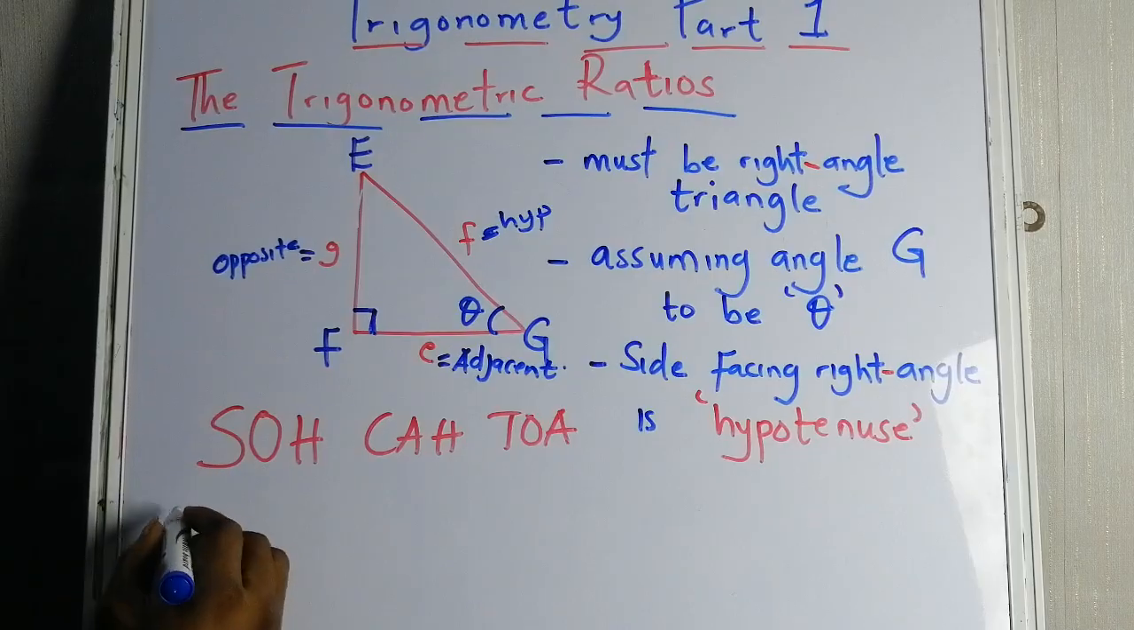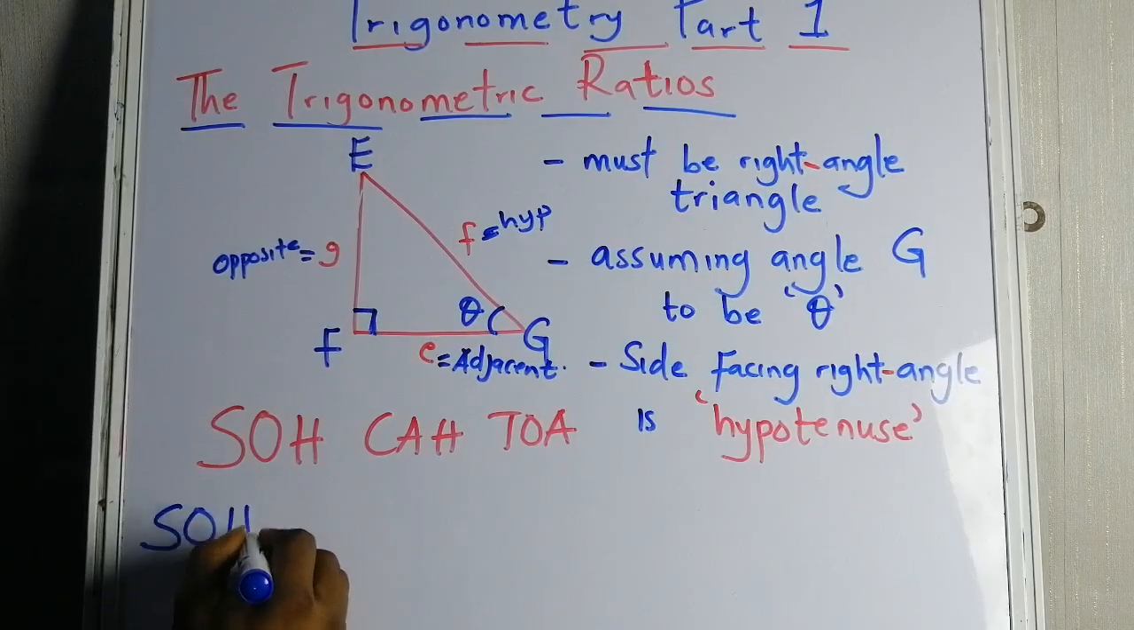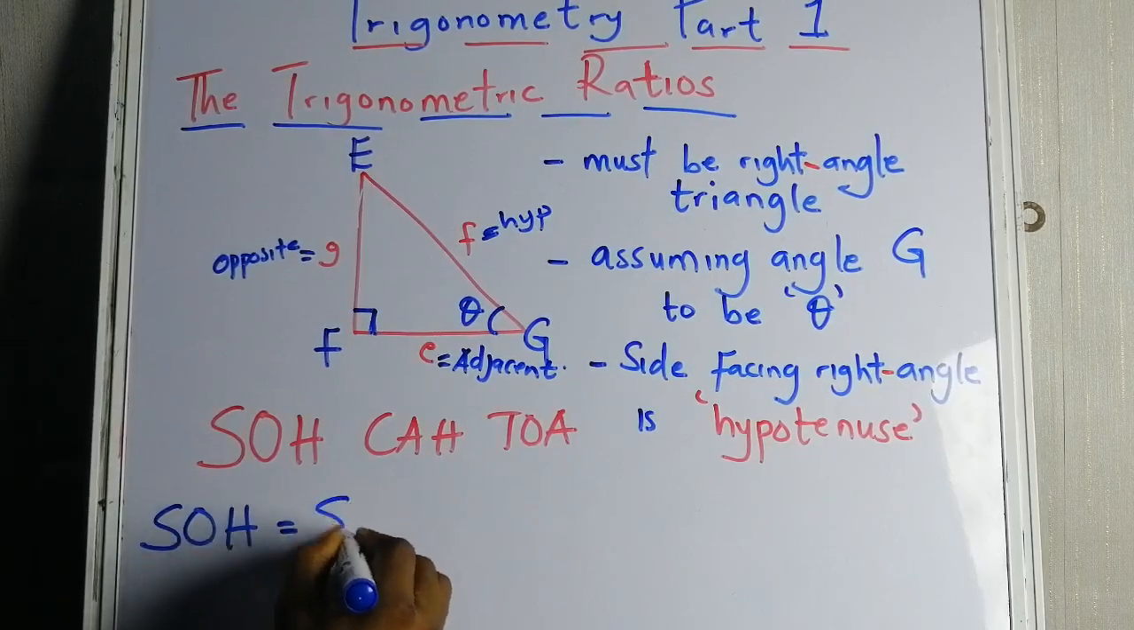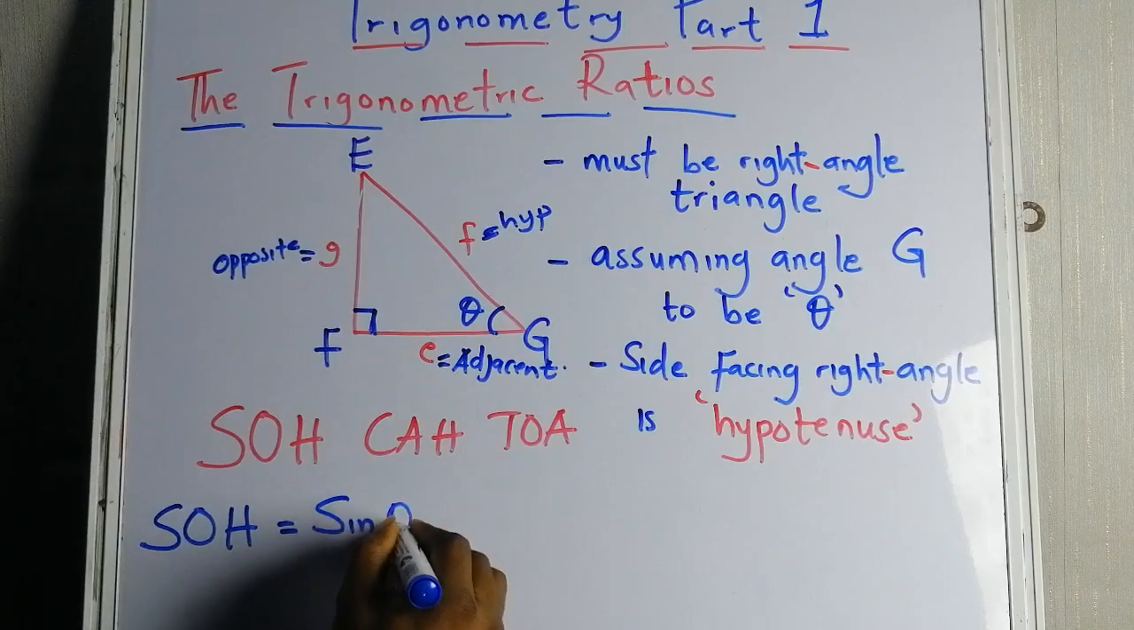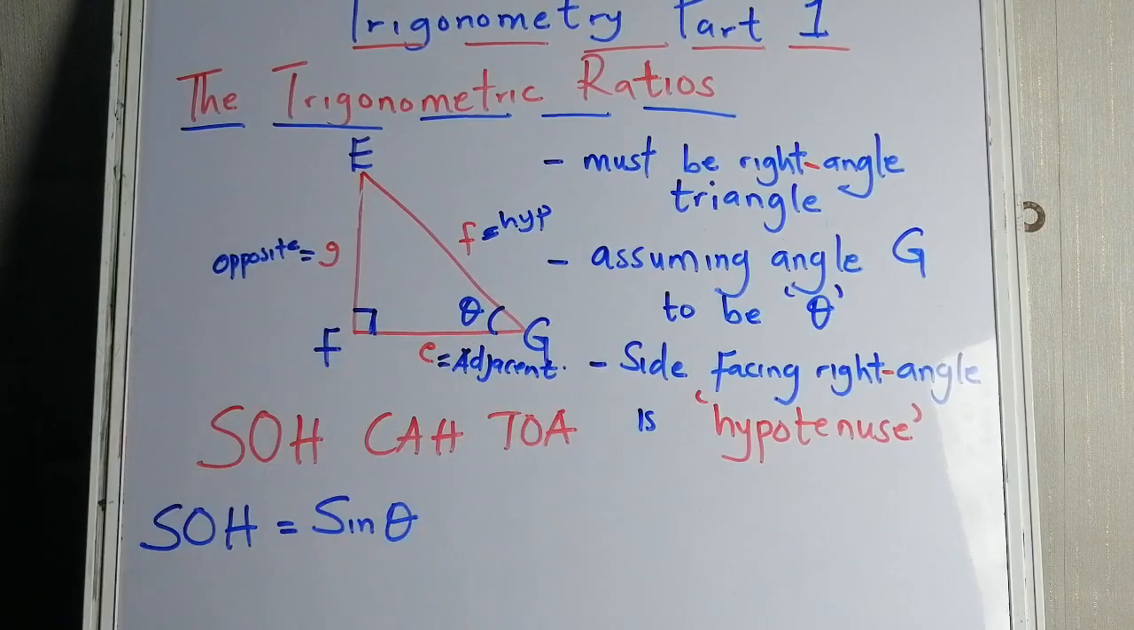This S is for SO. SO is the same thing as what? Sine theta. We are looking at this theta. So don't forget, in an exam, it might not be theta, it might be T, it might be M, it might be any alphabet. It's not compulsory that it's going to be theta all the time. It might be beta. It depends on what the examiner wants.